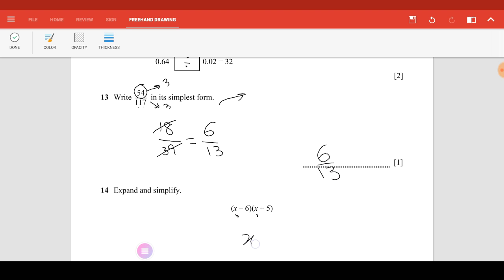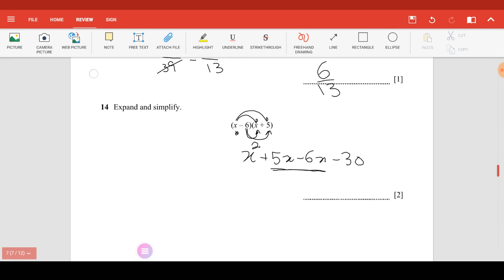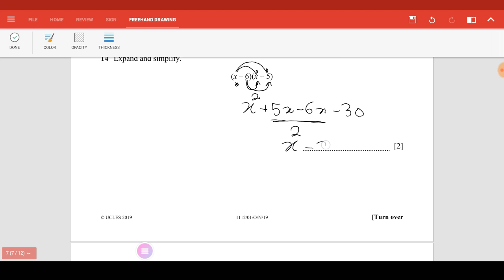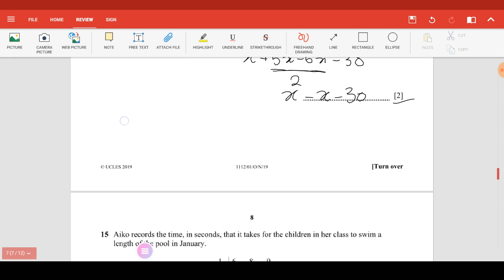x multiplied by x is x squared. x multiplied by 5 is plus 5x. Negative 6 multiplied by x is negative 6x. Negative 6 multiplied by 5 is negative 30. Now simplify the like terms. As you see, you can simplify to x squared minus x minus 30, and this is your final answer to get 2 marks.